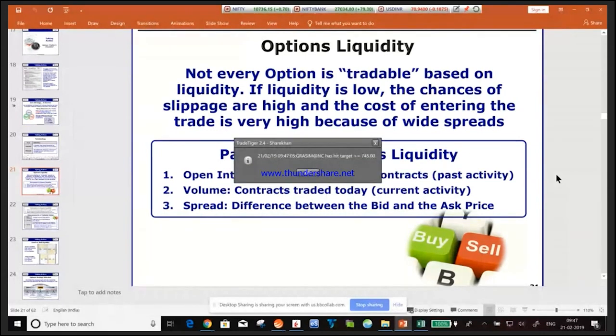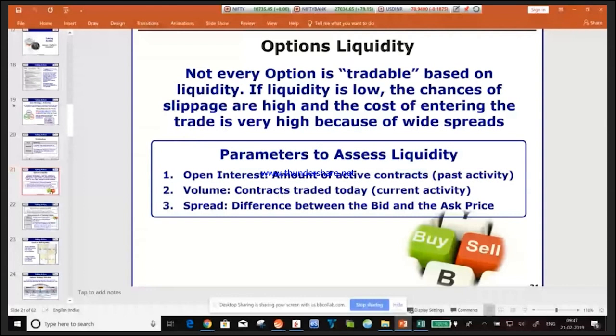The first one is open interest, the amount of active contracts. That tells you the past activity. Amount of active contracts means those who have already taken trade positions. Is that clear? What is open interest?